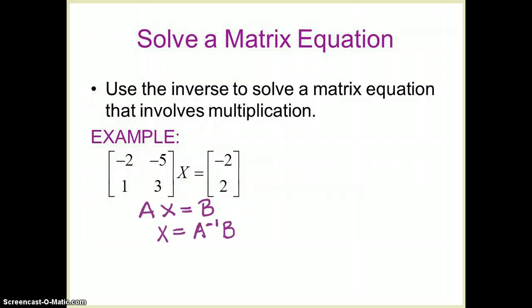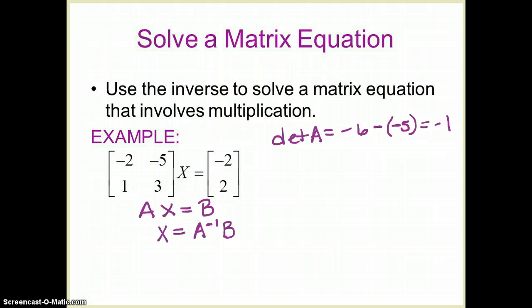Okay, so let's do that with our problem here. Let's start by finding the inverse of our first matrix A. And to do that, we need to start with the determinant. So the determinant, I do my main diagonals. Negative 2 times 3 is negative 6, minus the opposite diagonal, which is negative 5 times 1, so negative 5. And I end up with a determinant of negative 1.